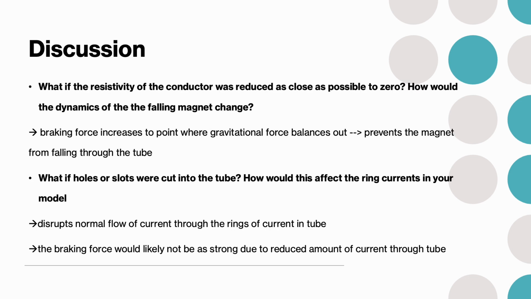And now to answer some discussion questions. If the resistivity of the conductor was reduced as close as possible to zero, the dynamics of the falling magnet would change because the braking force would increase to a point where gravitational force balances out, which would prevent the magnet from falling through the tube.